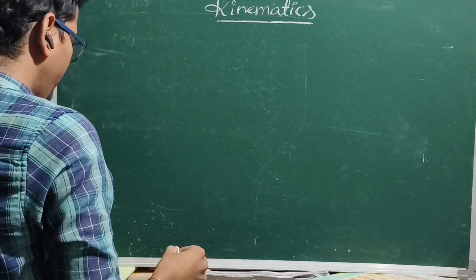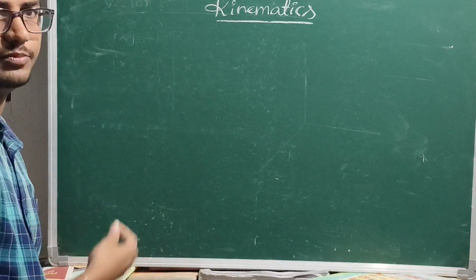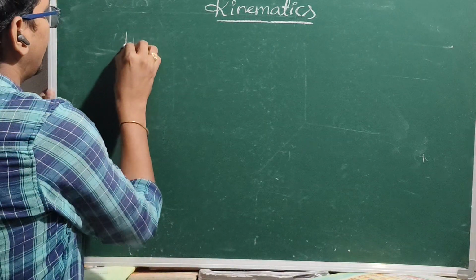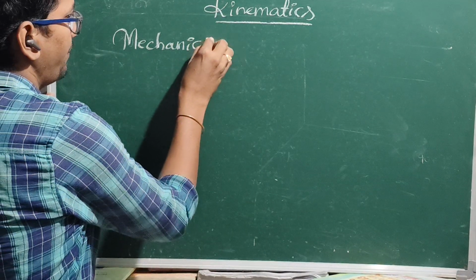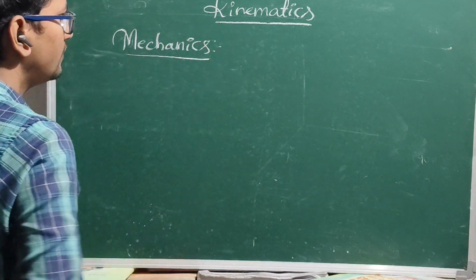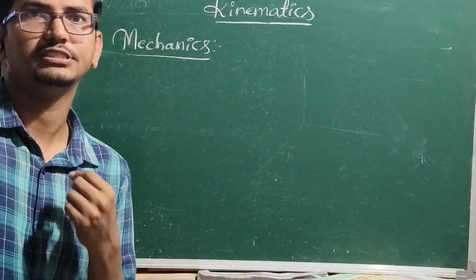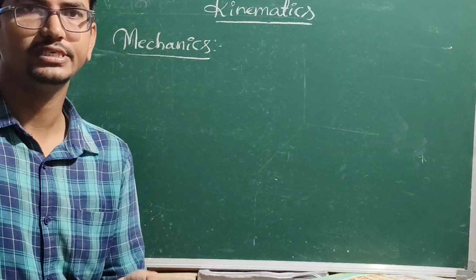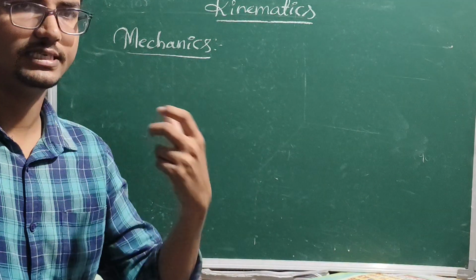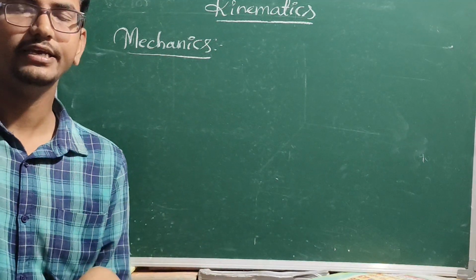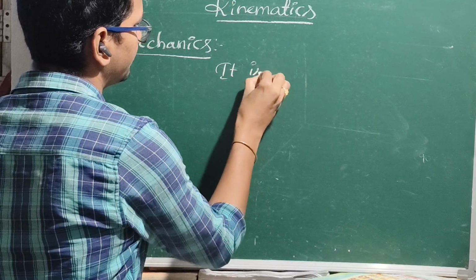Before starting kinematics, where does kinematics come from? First of all, it is mechanics. Mechanics means it is a branch of physics which deals with the study of motion as well as rest. We are studying only the rest of the body and the motion of the body.